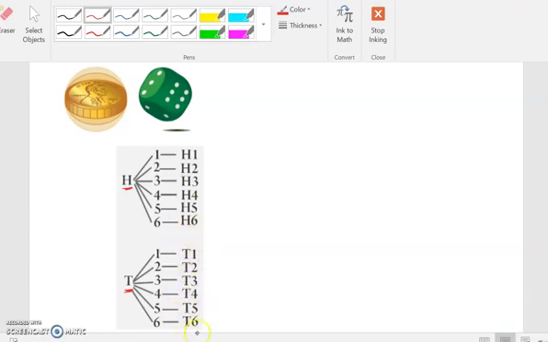So if we total these outcomes in our tree diagram, you can see that we have a total of 12 possible outcomes. Another way to think about it, if I'm flipping a coin, I have 2 possible outcomes. If I'm rolling the die, I have 6 possible outcomes. So if we multiply 2 times 6, we're going to get that same number of total outcomes, which was 12.